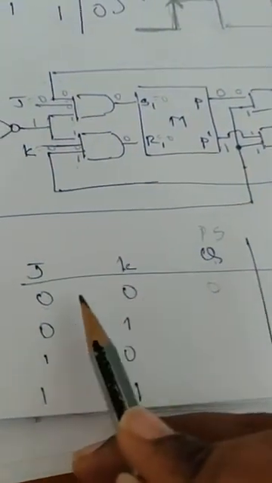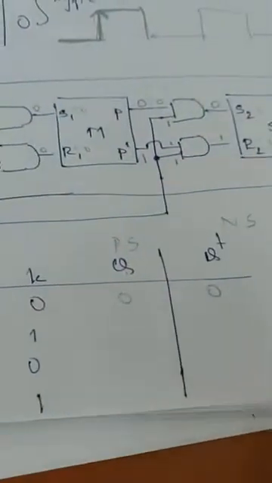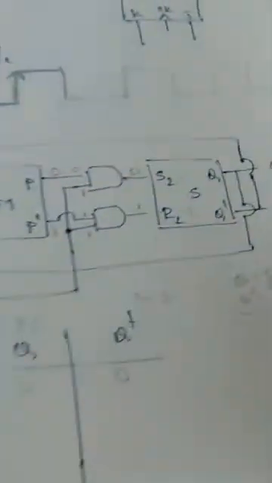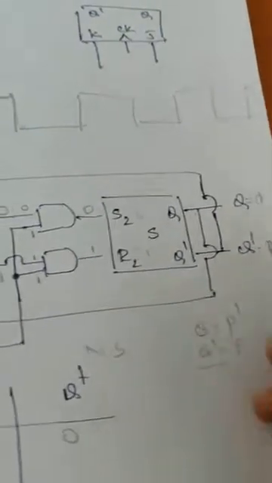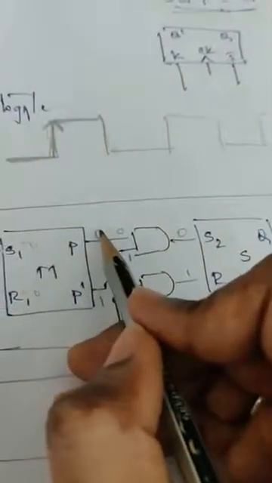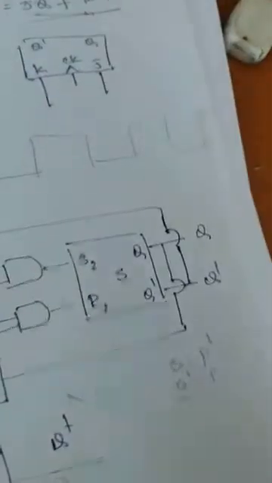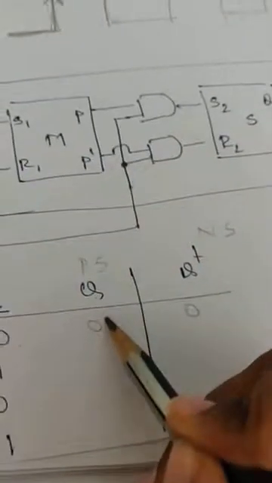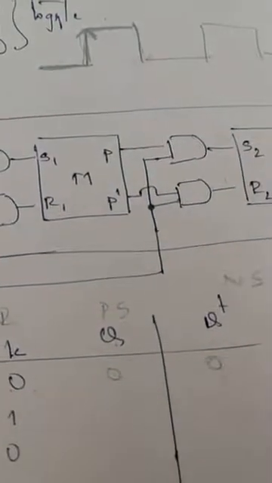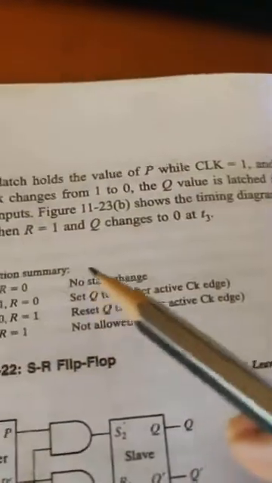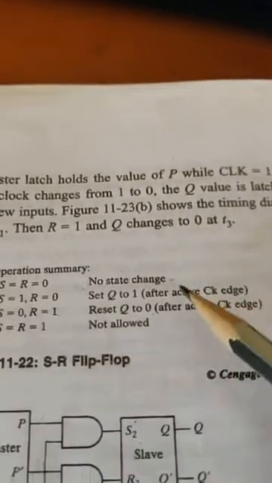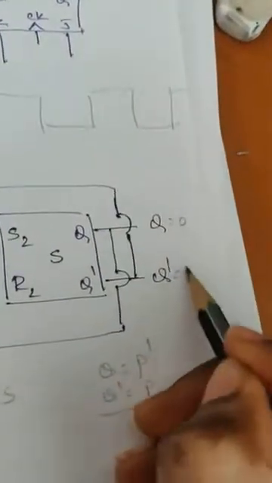This is for Q equal to 0, when J is equal to 0 and K is equal to 0. Now Q is 0, Q bar is 1. The present state and the next state will be 0, because when S and R are both 0 and 0, it retains its previous state, meaning no state change. So the present state is 0, the next state will be 0. Now Q will be 0, so Q bar will be 1.